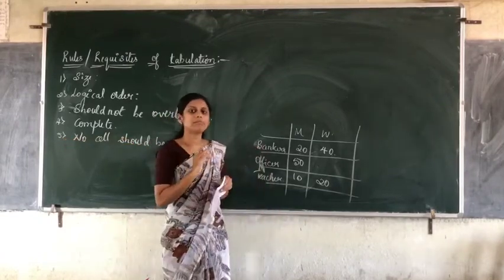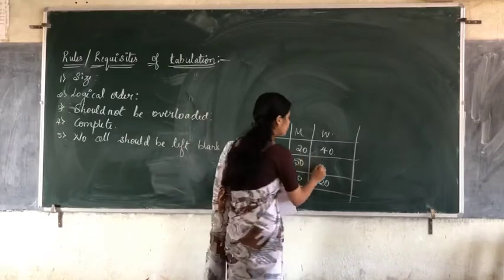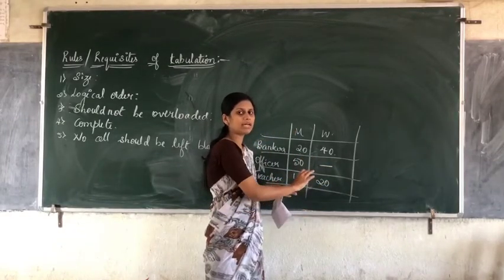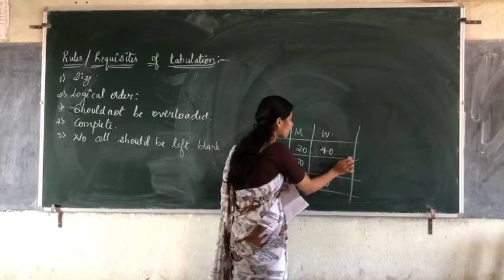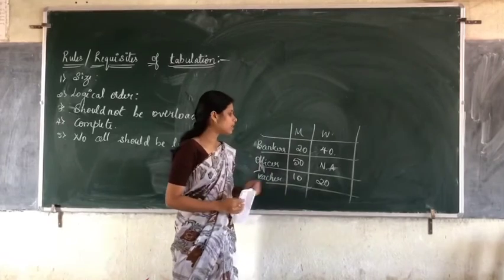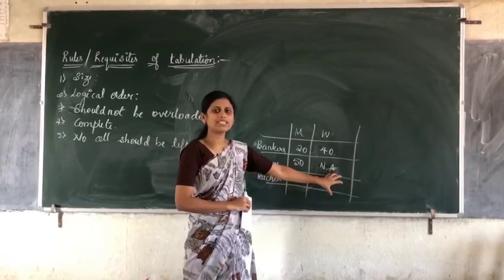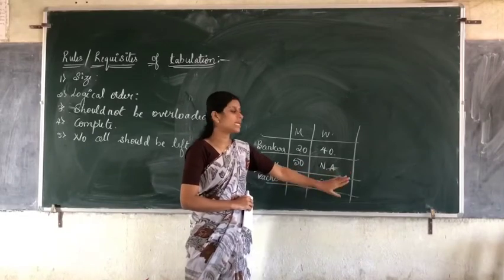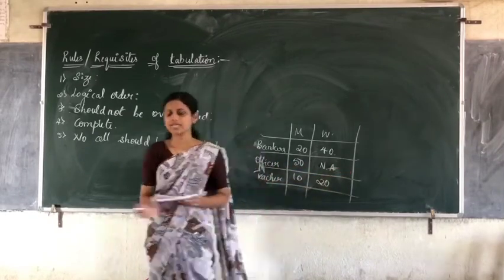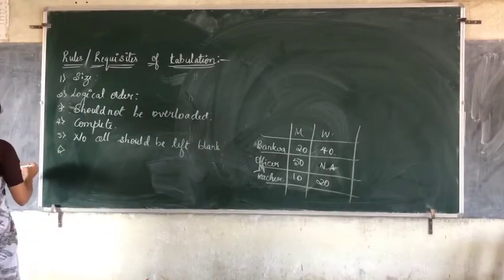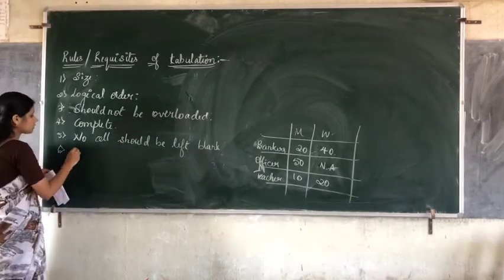Instead of leaving it blank, you can put a dash, because it should show that nothing will be recorded in that cell, or you can write NA, not available. NA means not available. Either you have to put a dash or you have to write not available in that cell. You should never keep the cell blank. Next, the sixth rule is that a miscellaneous column must be provided.